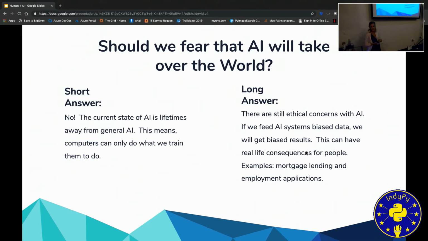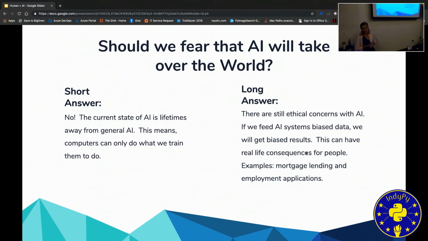So should we fear that AI will take over the world? Well, the short answer is no. Like I said, the current state of AI is lifetimes away, if ever, from getting to generalized intelligence. And this means computers can do only what we train them to do, essentially.